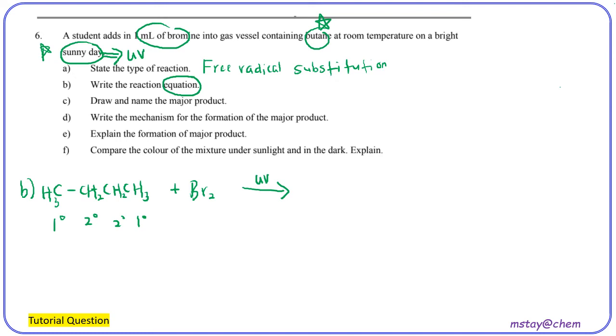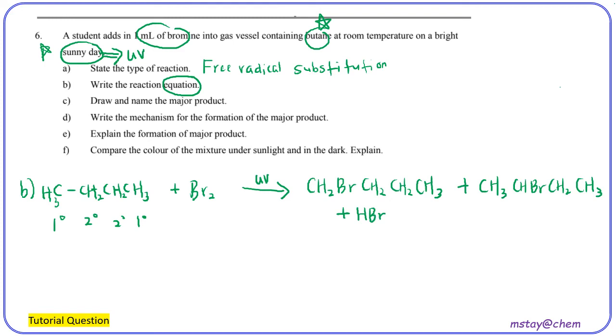If the primary hydrogen is replaced by the bromine, it becomes CH2Br, CH2, CH2, and CH3. If the secondary hydrogen is replaced, the product is CH3, CHBr, CH2, and CH3. And don't forget, the side product is HBr. For this one here, we do not need to balance the equation. It is okay, for organic chemistry we do not need to balance the equation. Okay, now proceed to C.